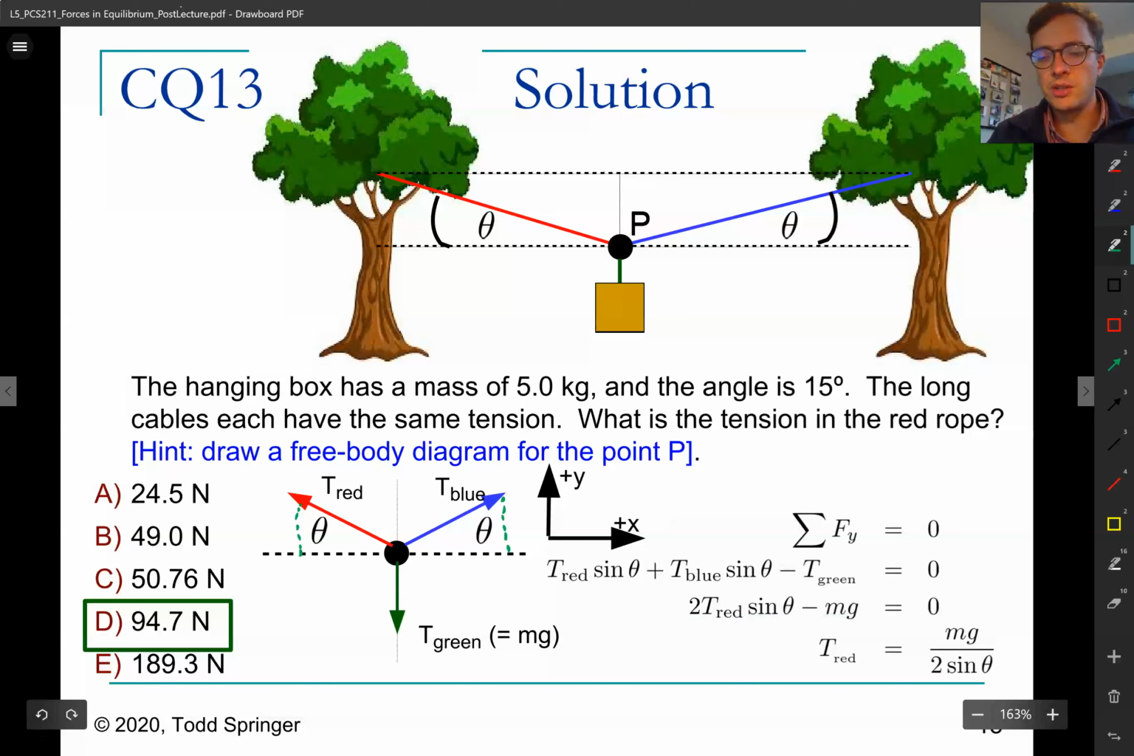So the red tension is equal to mg divided by 2 sine theta if you solve that. And when you plug in the numbers, you should get 94.7 newtons. So hopefully you got that answer. If you didn't get it, try to go back over it, do it again, and see if you can come up with that answer.